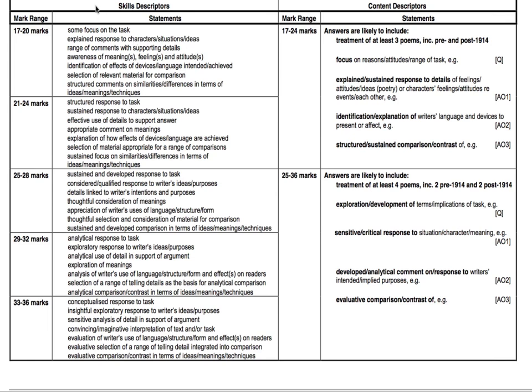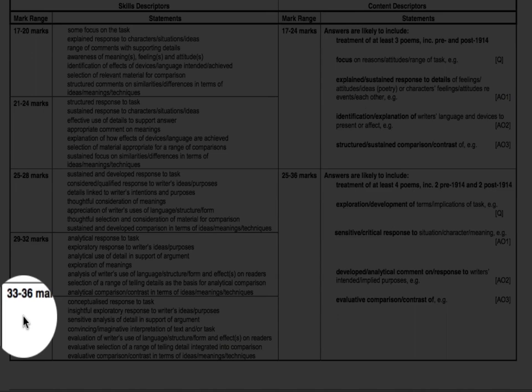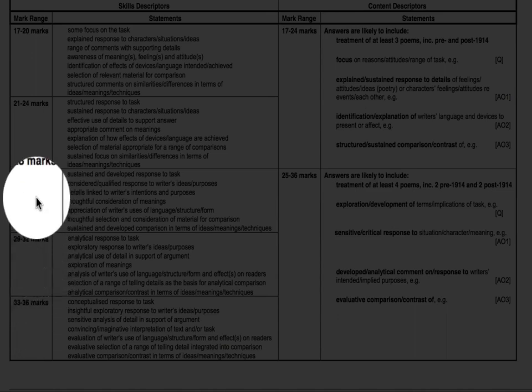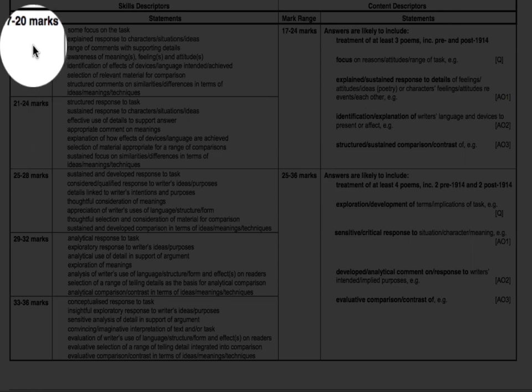Now, the examiner will sit down with a sheet just like this at the end of the summer after you've done the exam, and this is what he will mark your poetry response to. So first of all, this is the mark range that you're looking at. So down here, 36 marks is an A star. So this is an A, this is a B, this is a C, this is a D. And for the purposes of this video, we won't look any lower than that.